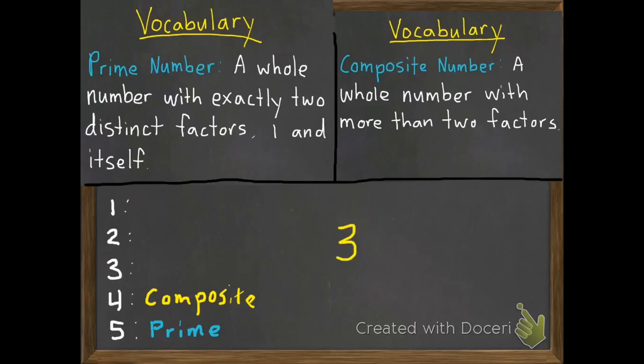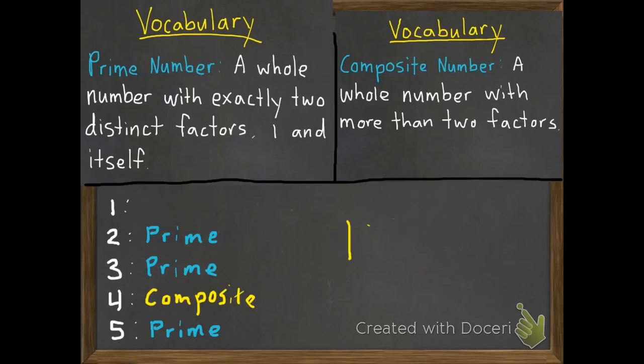Let's try 3. We have 1 times 3, and 2 times nothing. So once again, we just have 2 distinct factors, which makes it prime. 2 is 1 times 2, and that's it. So we have 2 distinct factors, so it is prime.